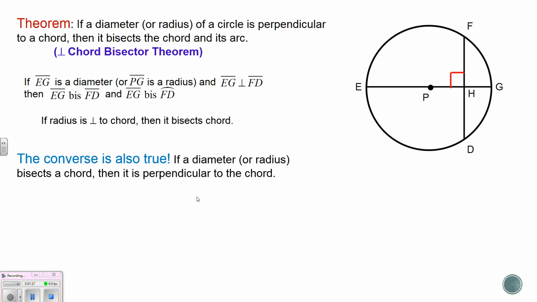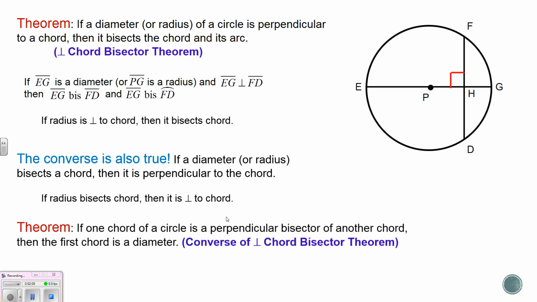The converse of this theorem is also true. Now remember, for most theorems the converse is not true, but this one it is, which is kind of cool. And it says that if a diameter or a radius bisects a chord, then it is perpendicular to the chord. So if instead you knew that this chord had been bisected by a radius or even the diameter, then that would be enough to be able to say that this is actually perpendicular to the radius or diameter. And so just writing the converse of this if-then statement: if the radius bisects the chord, then it is perpendicular to the chord.